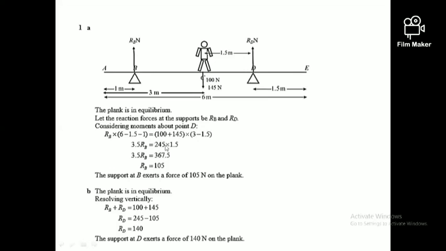That is why I just wrote it as 100 plus 145 into what is the length from here to here. We know that it's a midpoint. The length from here to here would be 3 meters, and therefore this length would obviously be 1.5 meters. So you can get 3.5 RB equals 245 into 1.5. By simplifying, you can obtain the answer RB as 105 newtons.